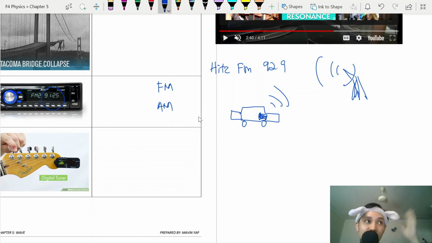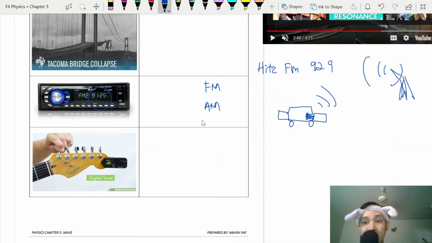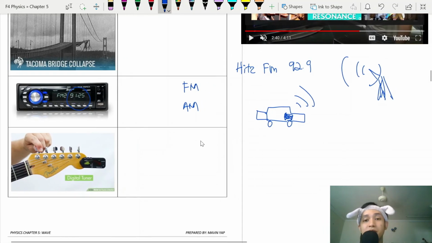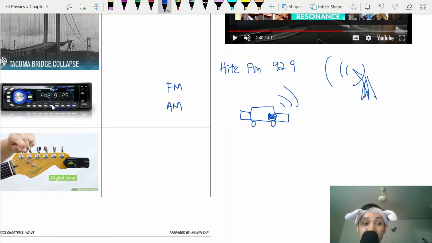Even for Astro, it is the same thing. That is the example of resonance, why you need to adjust your radio's station. Each station at different places has a different channel, because if it's further away, maybe they need to broadcast at a longer distance, so the frequency that they need to give is also different. But basically, that is the concept of resonance.